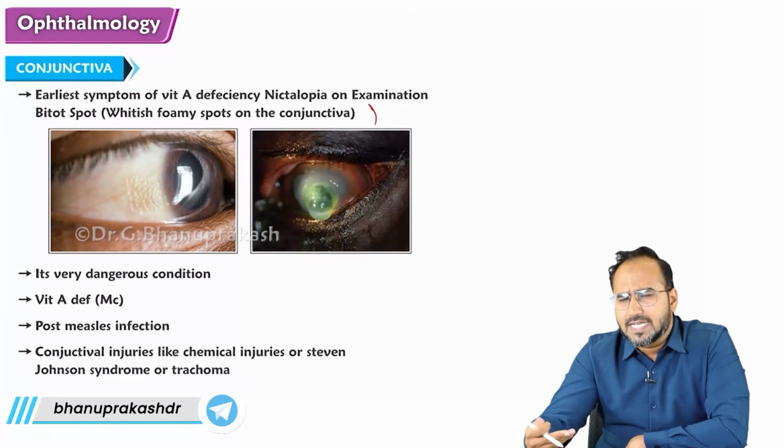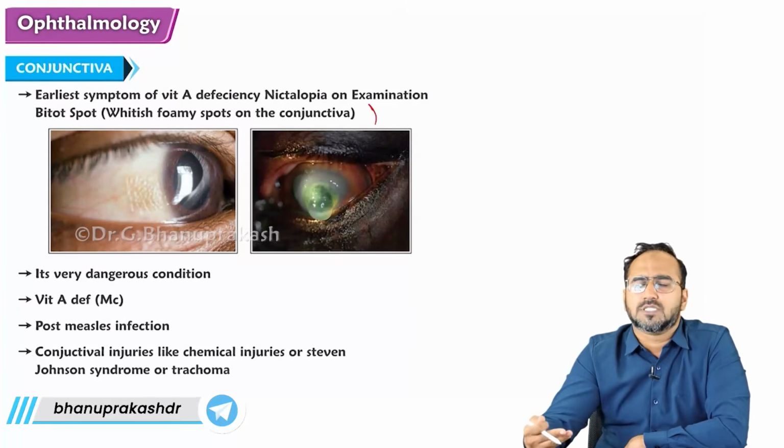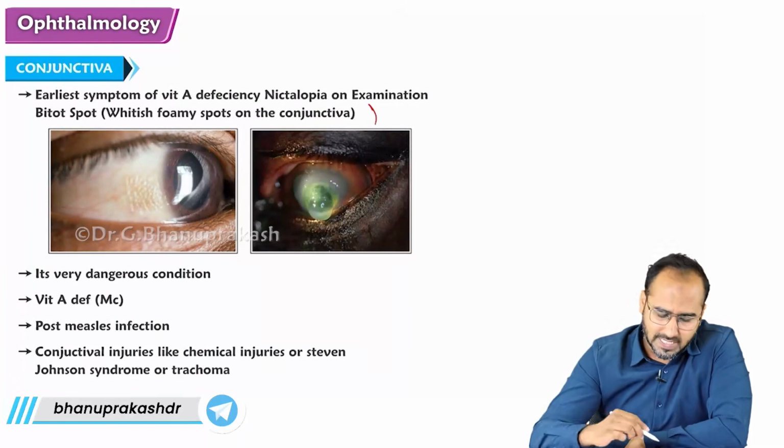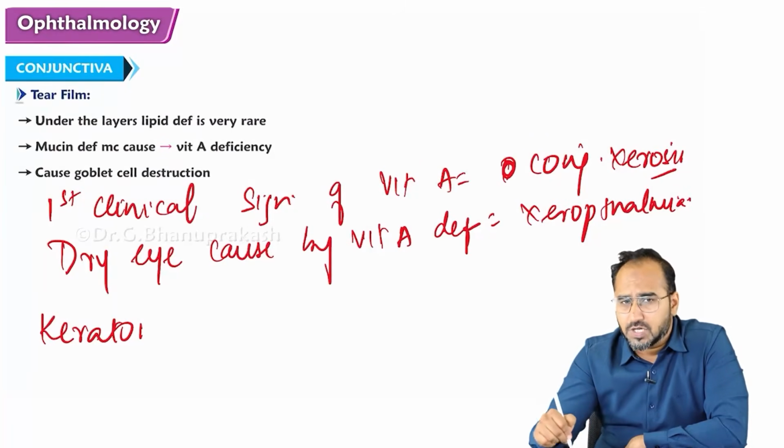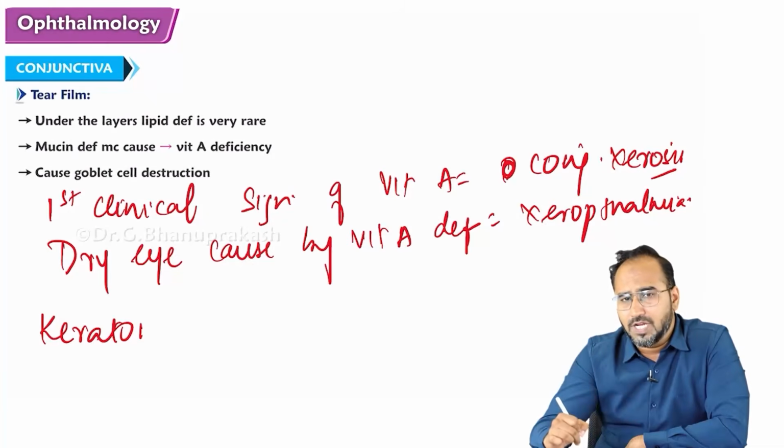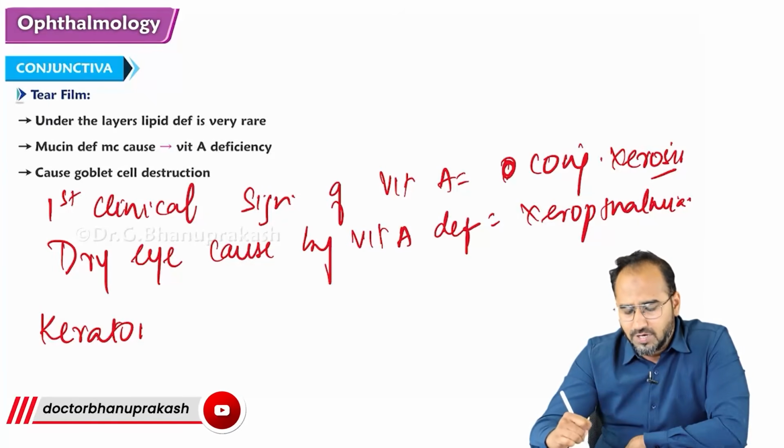We are discussing a few points of xerophthalmia. The patient will have nyctalopia. The patient will have Bitot spots developing on the conjunctiva, right? So dry eyes caused by vitamin A deficiency is called xerophthalmia. The first sign of vitamin A deficiency is conjunctival xerosis.